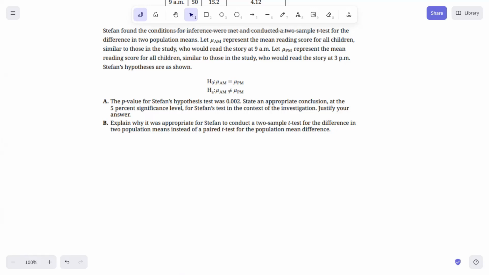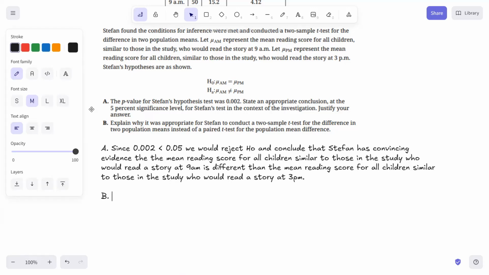is different than the mean reading score for all children, similar to those in the study who would read a story at 3 p.m. So there you have part A written out for you.